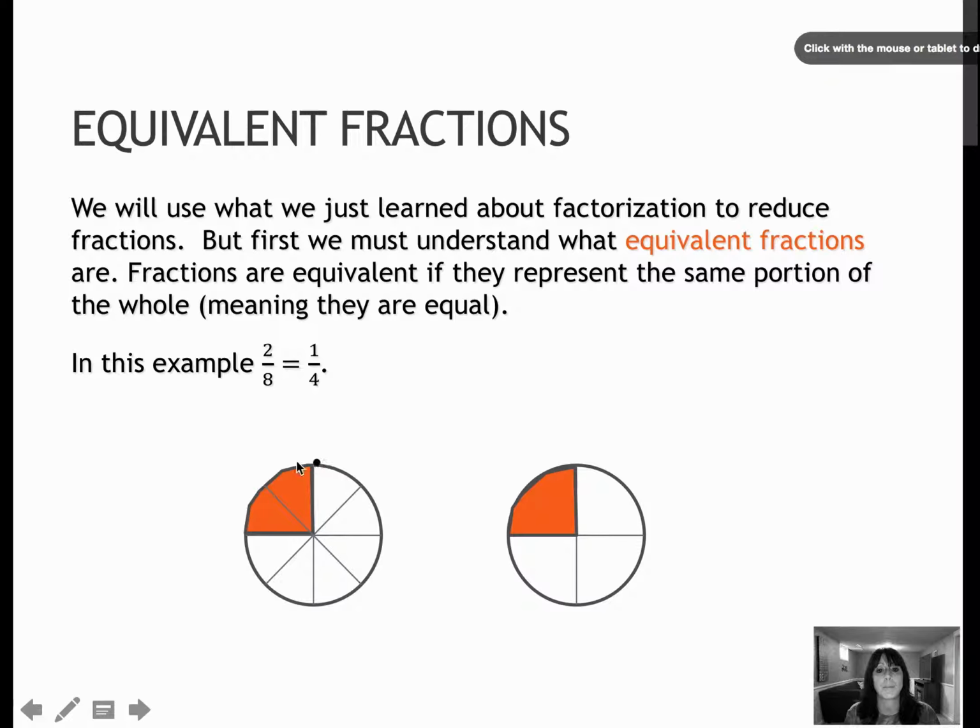So in this example, I have two pizzas, one broken into 8 slices, one broken into 4, but I'm only eating the same portion of each pizza. So in this case, I have 2 pieces out of 8, but that's equal to my 1 piece that I have over here out of 4 pieces. So these are equivalent fractions.